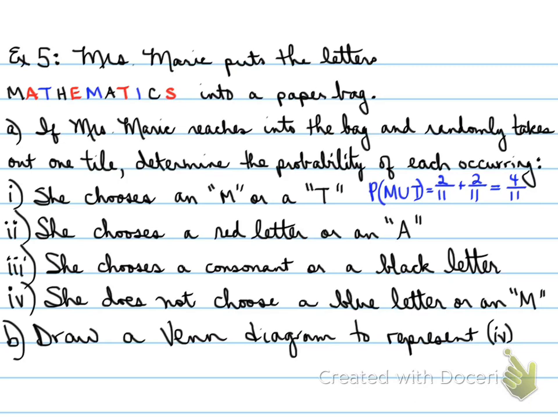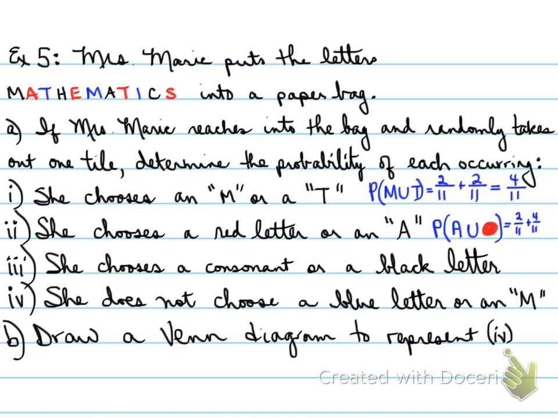Part 2. She chooses a red letter or an A. Let's do the A first. What's the probability of getting an A? Well, there's 1, 2 out of 11. What's the chance of getting a red letter? Well, there's 1, 2, 3, 4. 4 out of 11. Notice something?